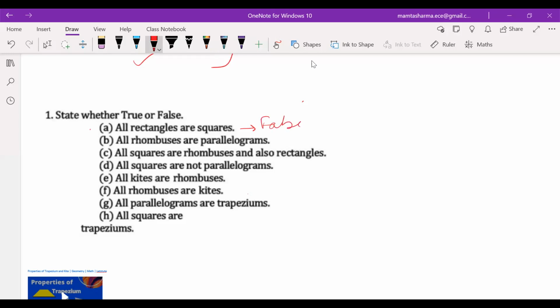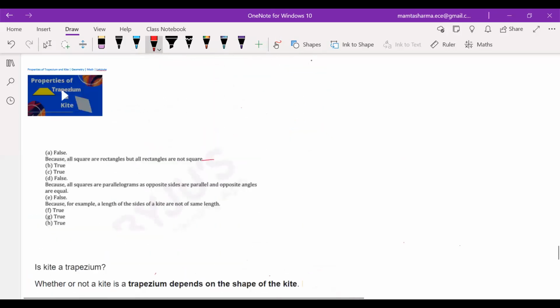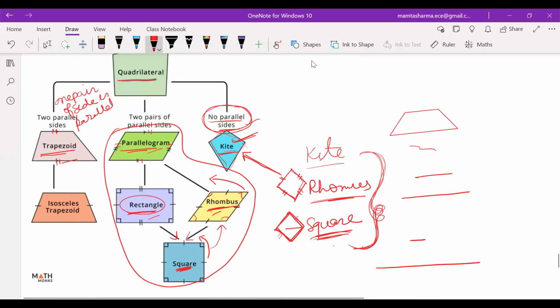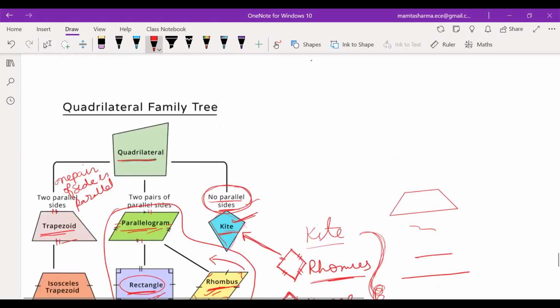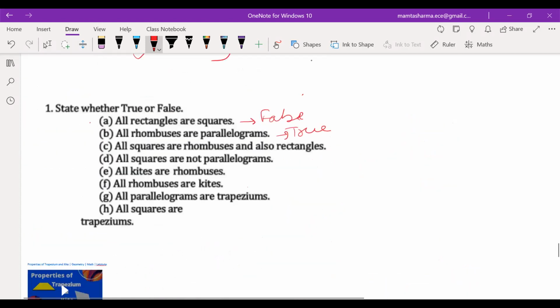All rhombuses are parallelogram. Is this true? Yes. All squares are rhombuses and also rectangles. It is true because, as we have seen in the family, rhombus and rectangle are in the parallelogram family. So this is true.